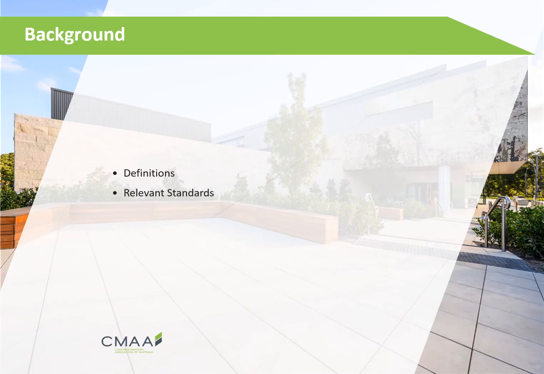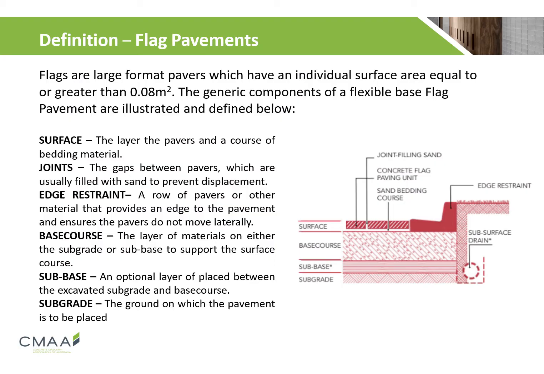Before we dive into our presentation, we're quickly going to look at some background information that will be of use. These being the relevant definitions and standards for concrete flag pavement construction. Flag pavements, by definition, are large format pavers which have an individual surface area equal to or greater than 0.08 meters squared. Pavers which are smaller are defined as segmental.